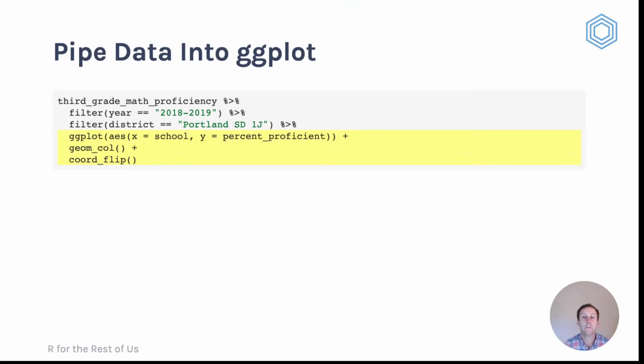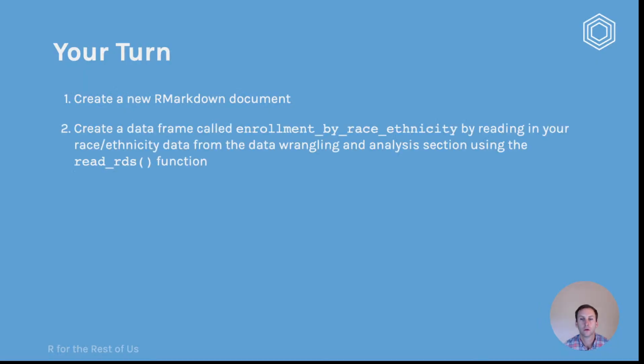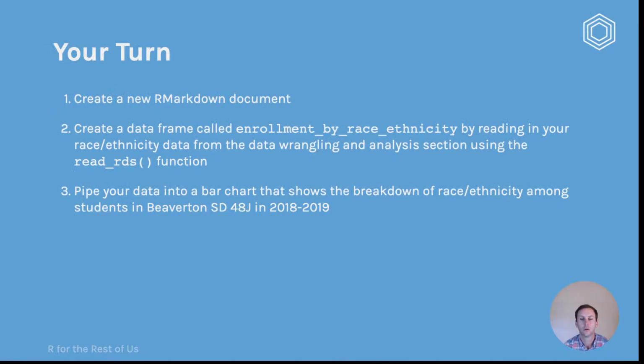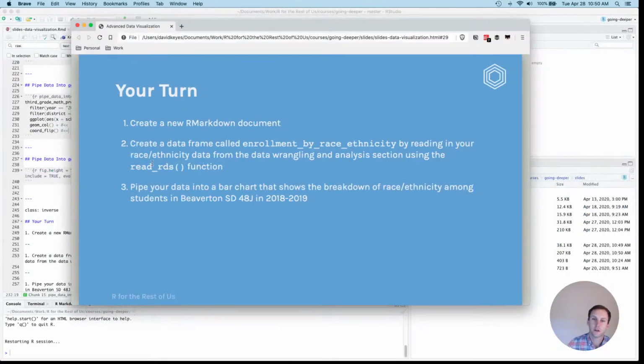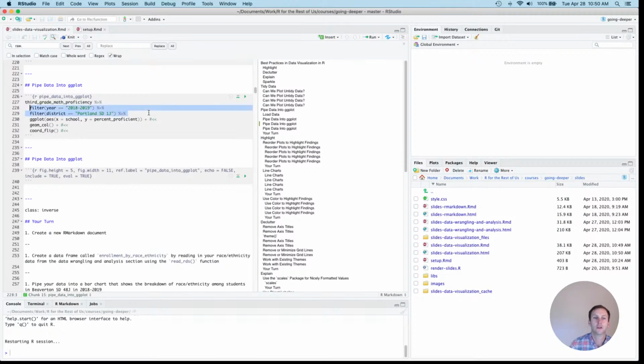I can now pipe this directly. Wait, I did Portland here. What am I doing? Sorry. Let me go back and make this consistent.